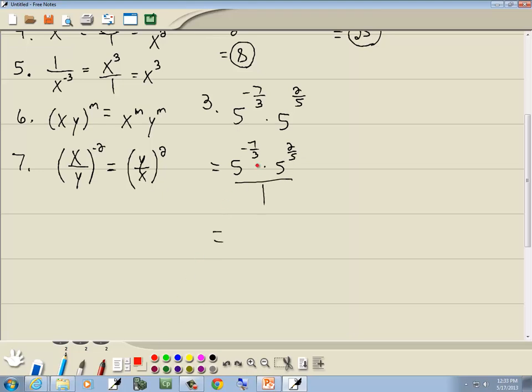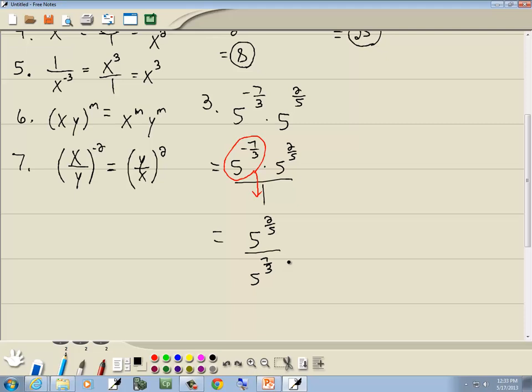And now we're going to take the part with the negative exponent, that's 5 to the negative 7/3, and we'll take it downstairs. So we're going to have 5 to the 2/5 over 5 to the 7/3. And we got rid of our negative exponent. Now we know, since we have 5 to the power and 5 to the power, we're going to subtract a smaller exponent from a larger one.